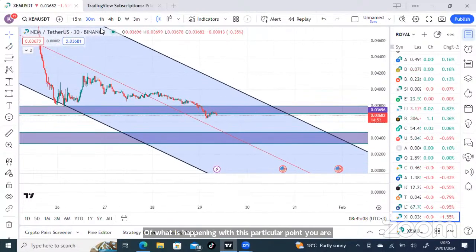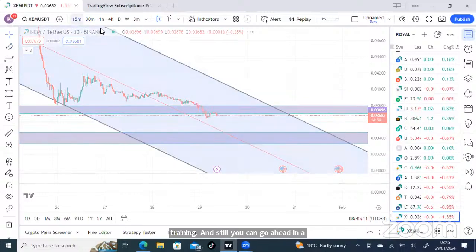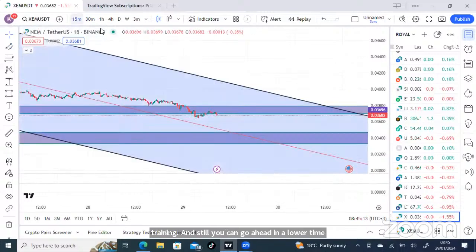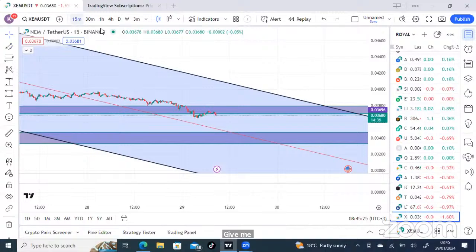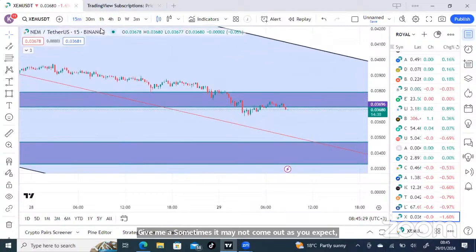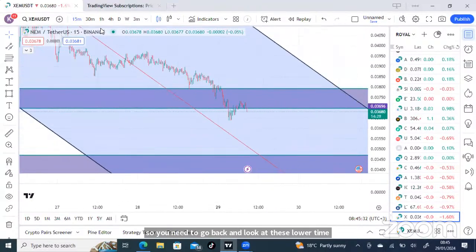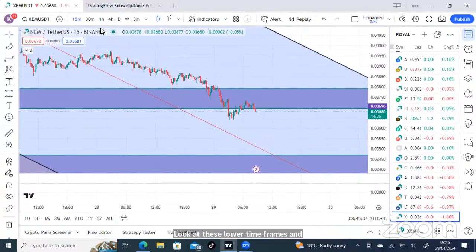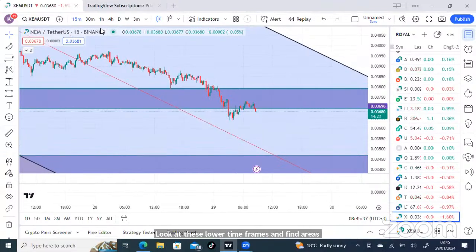And still you can go ahead in a lower time frame, maybe 15 minutes or 30 minutes, and draw support and resistance in those small time frames. Give me a 2 if I'm clear. Sometimes it may not come out as you expect, so you need to go back and look at these lower time frames and find areas where the market is being respected by support and resistance.